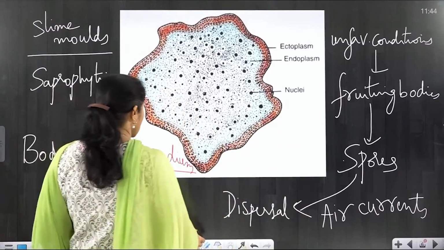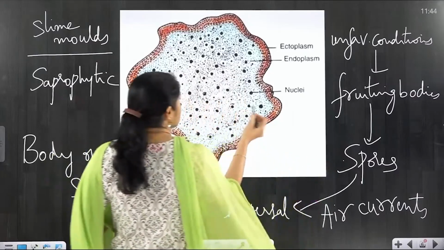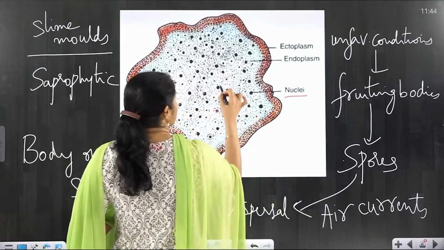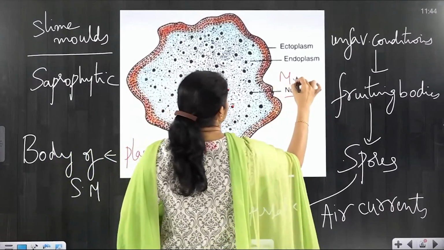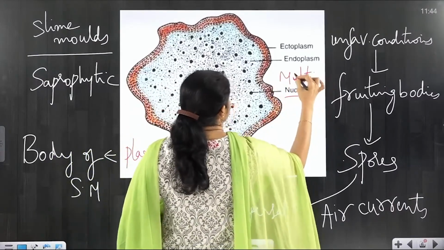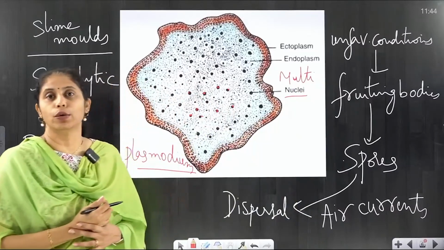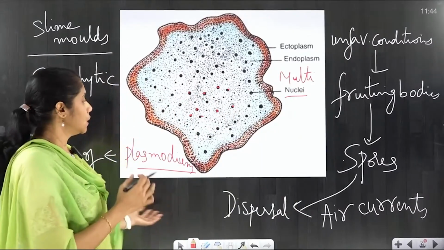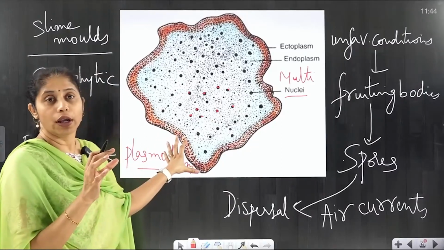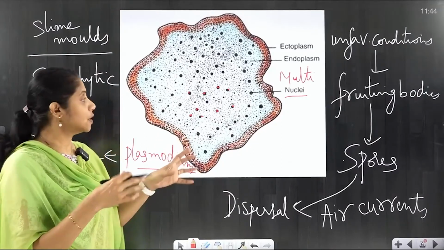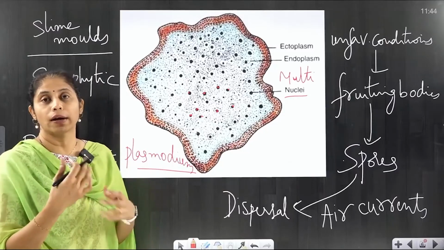Okay. And these are all nuclei. You can see here, these are all nuclei, multinucleate condition. So, plasmodium is having multinucleate condition. Many nuclei will be there. So, these slime molds, they will be looking like this. The body is called plasmodium and it will be spreading by feeding on the organic matter and twigs.